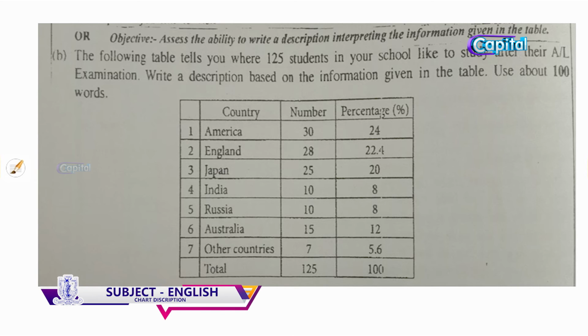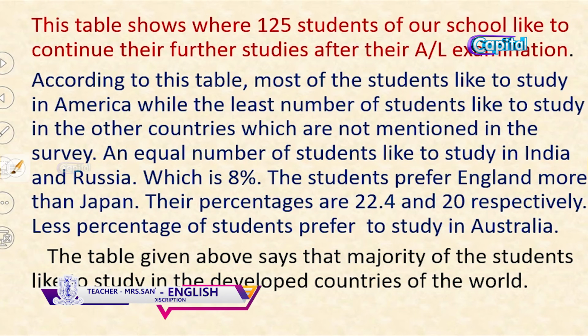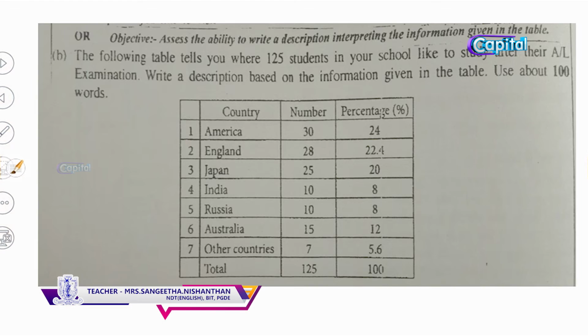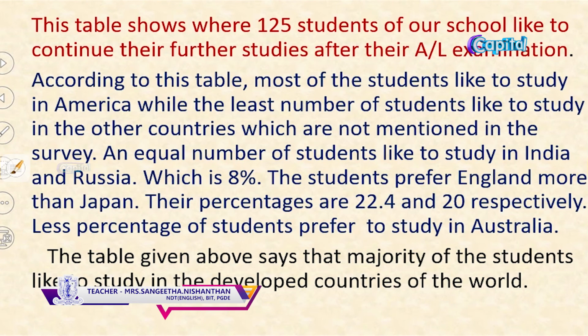Right. Now let's see how they have described it. This table shows where 125 students of our school like to continue their further studies after their A-level examination. Their further studies. This word is added differently from the instruction given. In the instruction, they have given you 125 students in your school like to study after their A-level examination. It is changed here like continue their further studies after their AL examination. So don't repeat the same words in the question.